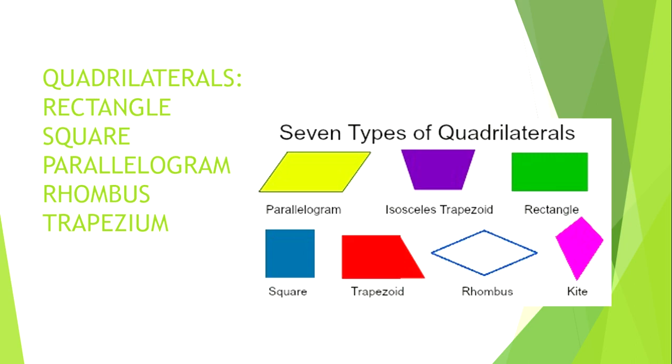Now the last one is trapezium. Trapezium is a quadrilateral in which only one pair of opposite sides are parallel, only one pair. So these are some of the quadrilaterals.